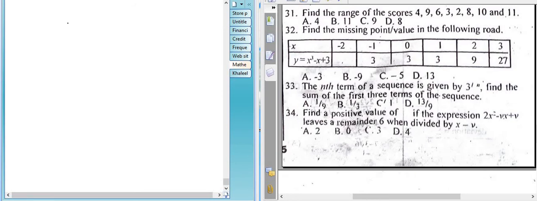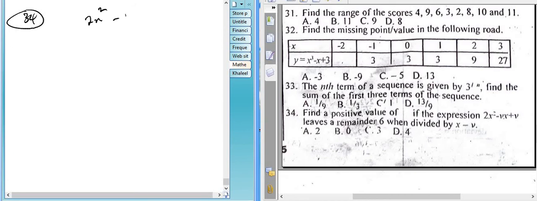Then question number 34 says, find the positive value of b in this given expression, 2x squared minus bx plus b. We have the divisor x minus b. If this divides it, we can say x minus b is equal to 0, so x is equal to b.